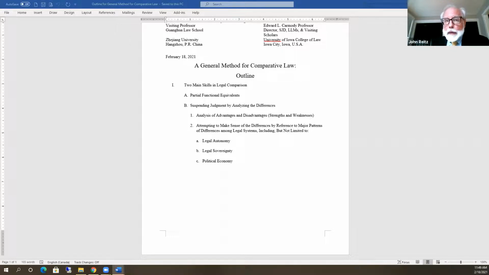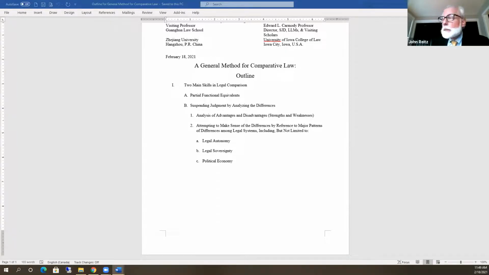The last point that I want to cover is political economy. And I see I'm running out of time here, so I'm going to have to be short here. But political economy is what I've spent most of my career writing about. The idea of political economy is that the nations of the world are in a spectrum of political economy.